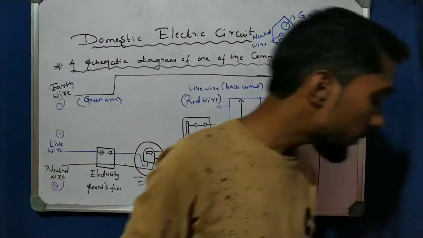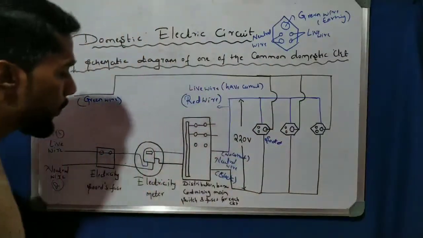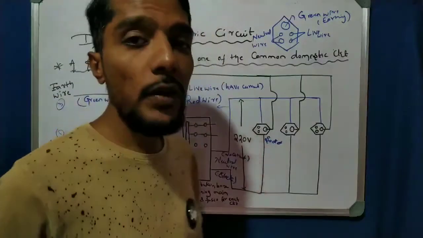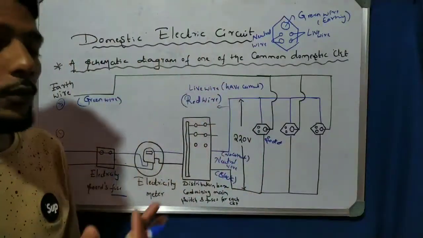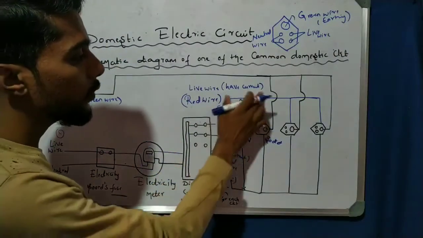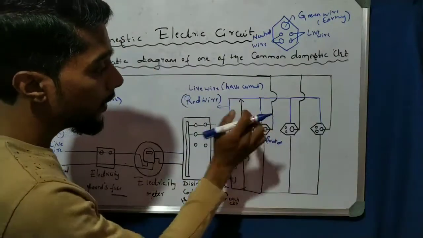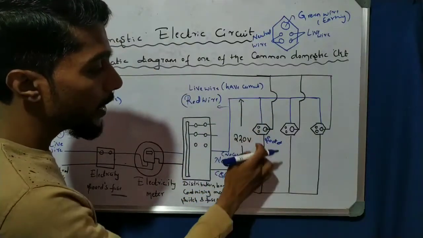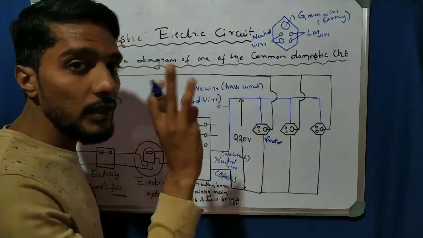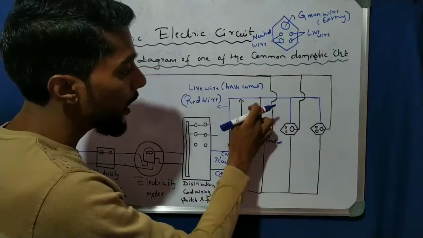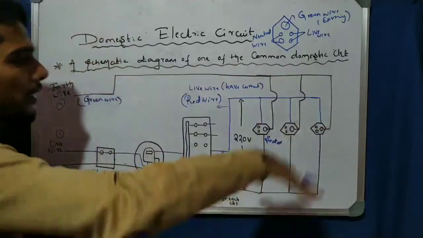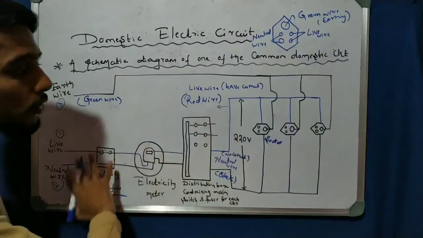Now let us see the electrical circuit. In the electrical circuit, the fuse is very important. Here, one live wire is connected to the socket, one neutral wire is connected to the socket, and one earth wire. So one circuit has three wires. These connections demonstrate a simple domestic electric circuit.